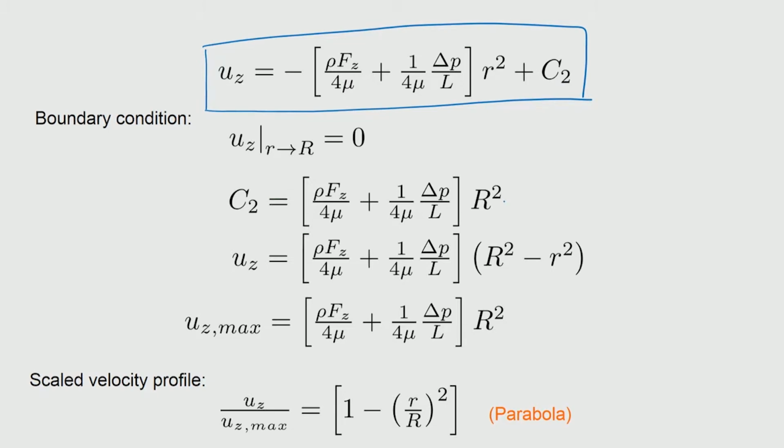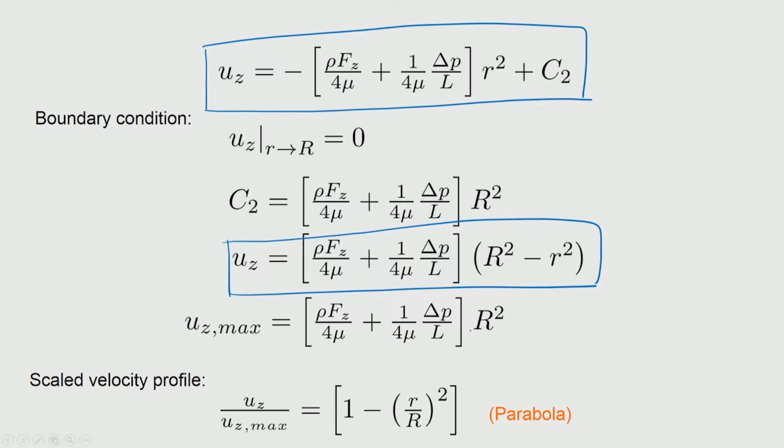So, C2 is then determined here, and when you substitute, you get the functional form of the velocity, which appears to be a parabola, because you already see that there is an r square variation coming in. And what would be the maximum velocity? When you substitute r equal to 0, you get the maximum velocity.